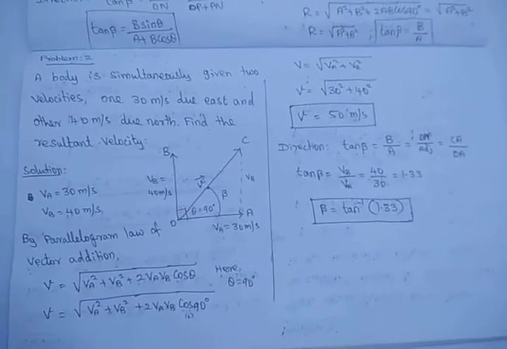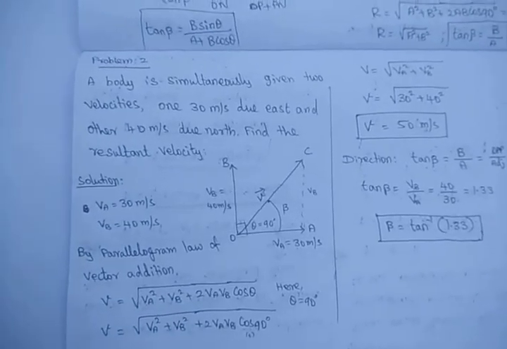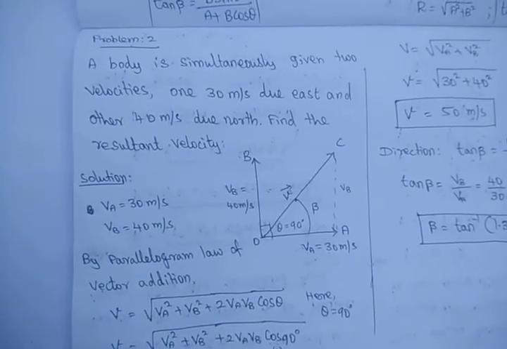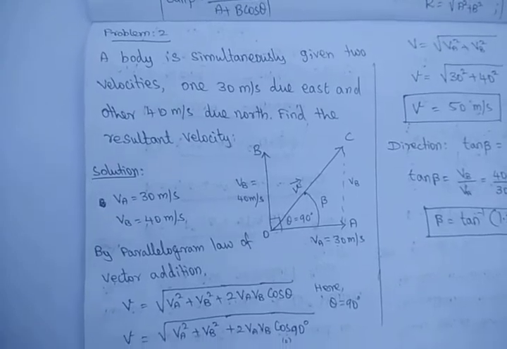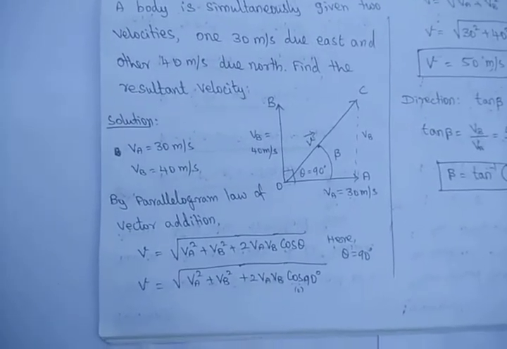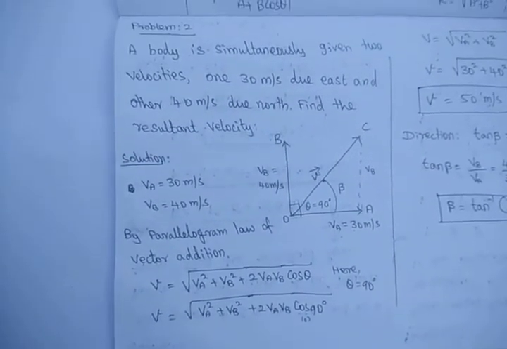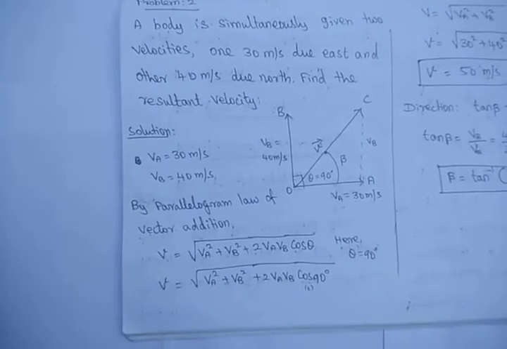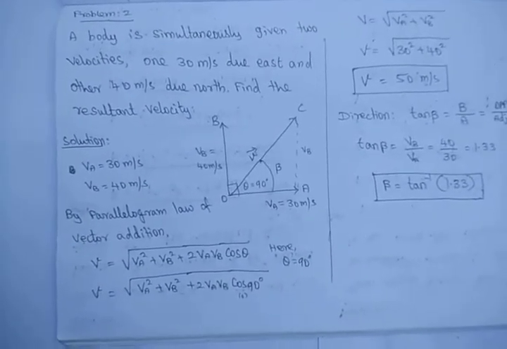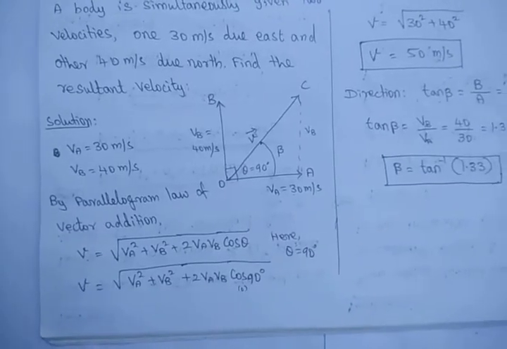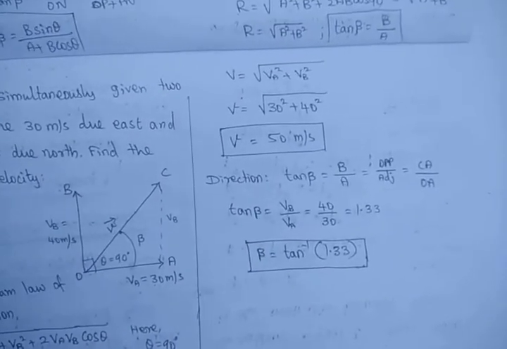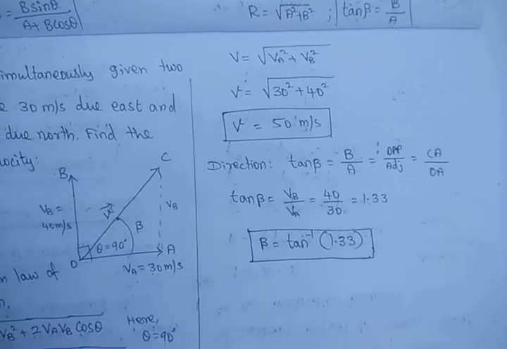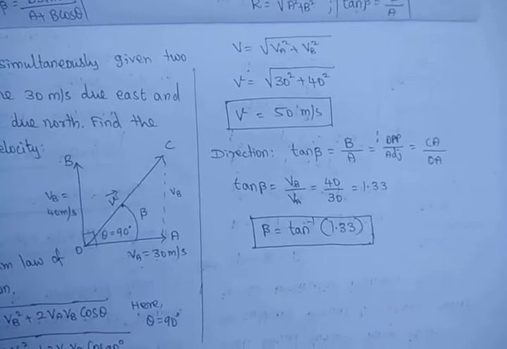Now we see the next problem. I will show this picture very clearly, because last time a few students said that they were not able to see the picture clearly. So a very simple problem: two vectors perpendicular to each other, using the parallelogram law of vector addition. We have solved this problem very easily and also calculated the direction.